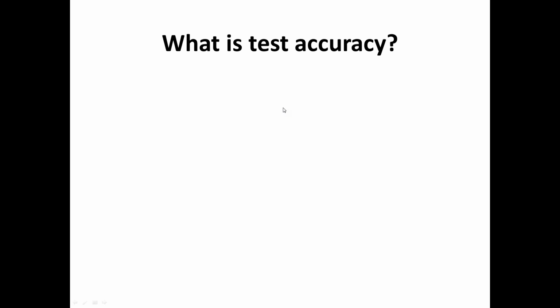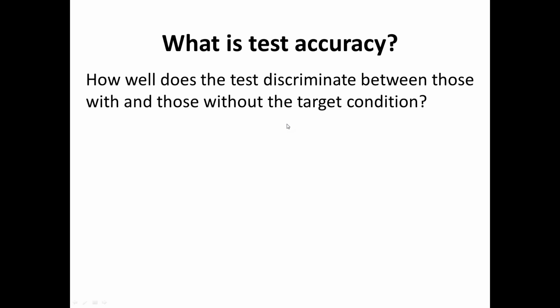So what is test accuracy? Well, test accuracy is an assessment of how well a test discriminates between people who have a disease and don't have a disease. We don't talk about disease in the language, though. We talk about target condition, because we may be trying to identify whether somebody's pregnant, and being pregnant is not a disease, it's a condition. So we're careful with our language here. So we want to be able to work out whether this test correctly identifies people who have a target condition and correctly identifies people who don't have a target condition.